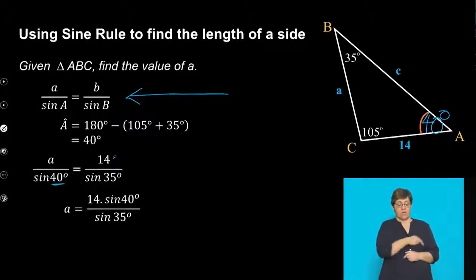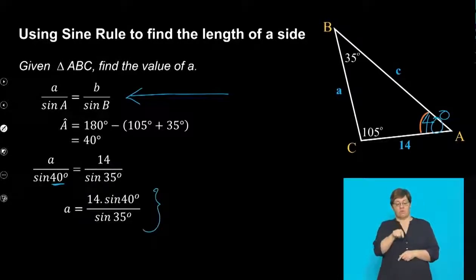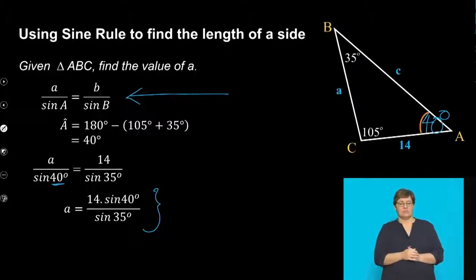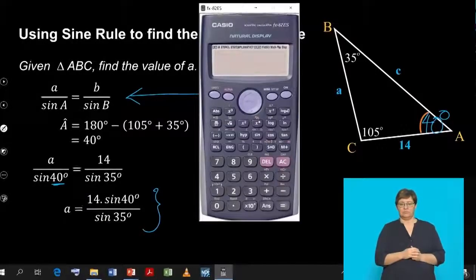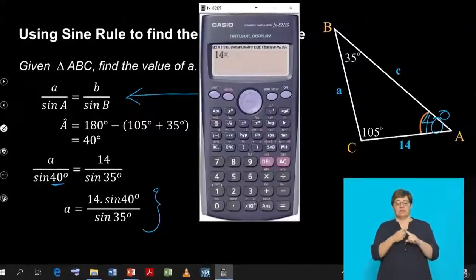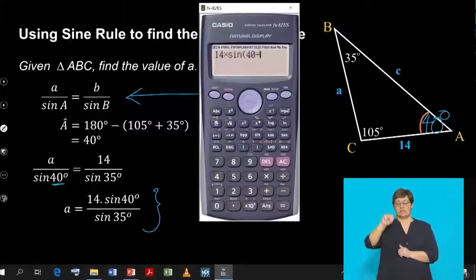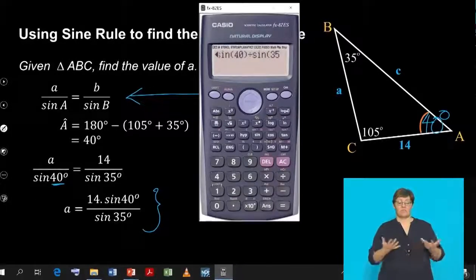We're now going to multiply both sides by sine of 40, so we have a nice, neat little fraction that we can enter into our calculator. We're going to enter this into the calculator exactly as I showed you earlier. Let's see if we can do that quickly. So now we're putting this into the calculator. Let's clear that first. It's 14 times sine 40 divided by sine of 35. And again, remember, we're rounding off to two decimal places.